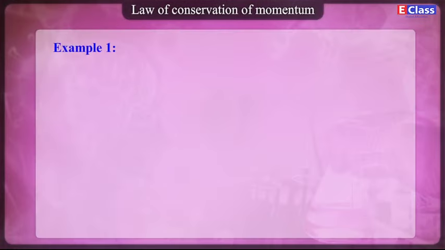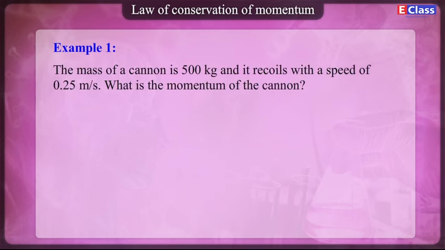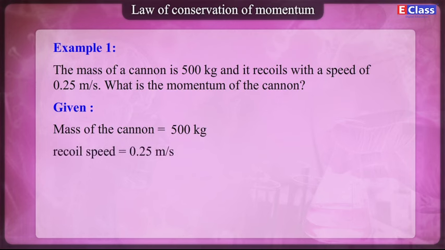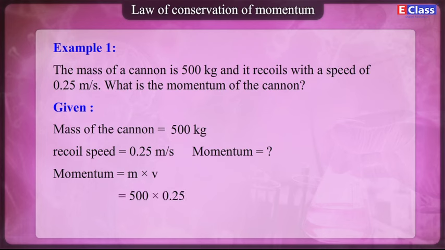Solved examples. Example 1. The mass of a cannon is 500 kilograms and it recoils with a speed of 0.25 meters per second. What is the momentum of the cannon? Given, mass of the cannon is equal to 500 kilograms. Recoil speed is equal to 0.25 meters per second. Momentum is equal to how much? Momentum is equal to m multiplied by v, which is equal to 500 multiplied by 0.25, which is equal to 125 kilograms meter per second.